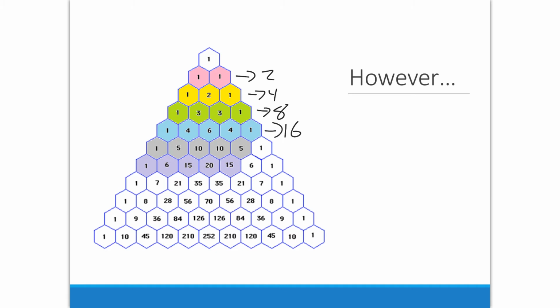But you don't add the whole row. You only add up to the first 5 entries in the row, which gives you 31. And if you check the next row, 1 plus 6 plus 15 plus 20 plus 15, that's going to give you 57. And then, of course, the next one will be right here, which will give you 99.